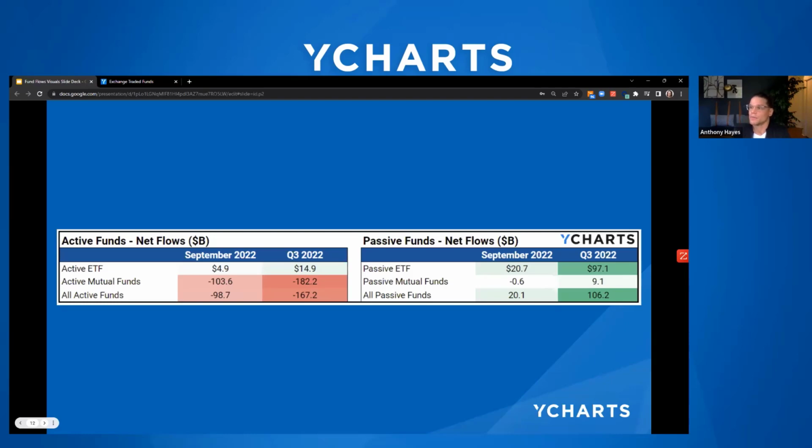You saw passive funds take in over $100 billion in Q3 alone, where you actually saw active funds experiencing close to $170 billion in outflows. So short and sweet, Q3 continues to be a continuation of the trend away from active strategies and into index tracking, passive funds, and ETFs.